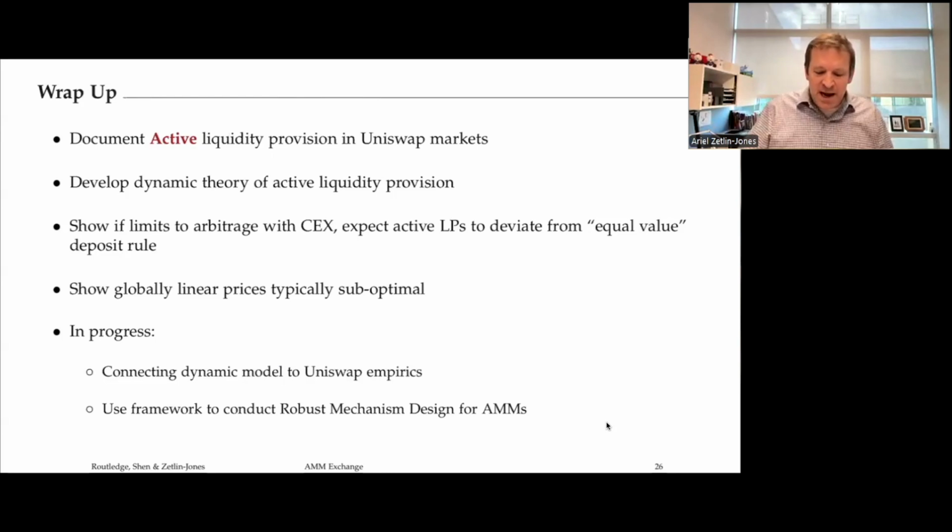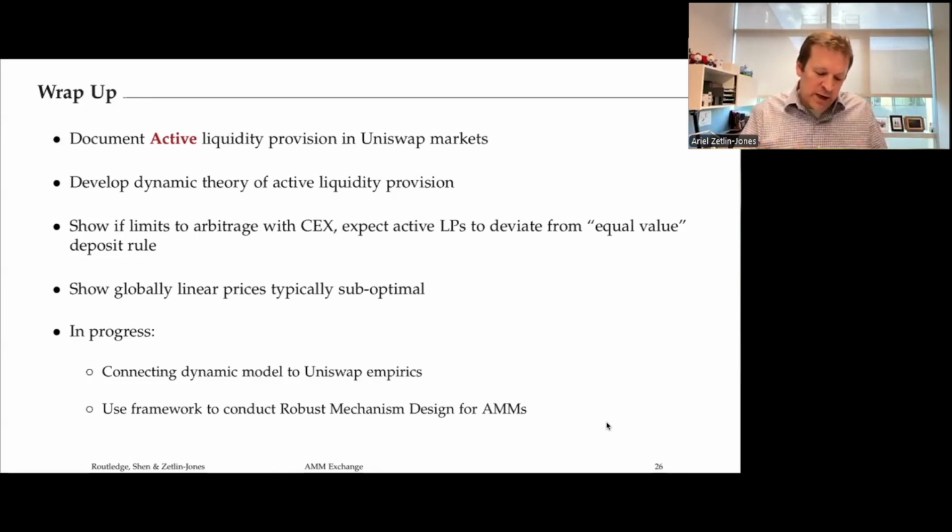We've developed a dynamic theory of active liquidity provision. We argue using this theory that if there are limits to arbitrage with centralized exchanges, we should expect active liquidity providers to want to deviate from this equal value deposit rule. As I said in the paper, we try to show globally linear prices are typically suboptimal. You might want a little less convexity than the constant product curve, but you're not going to want to go all the way to global linear because of the forces of adverse selection.